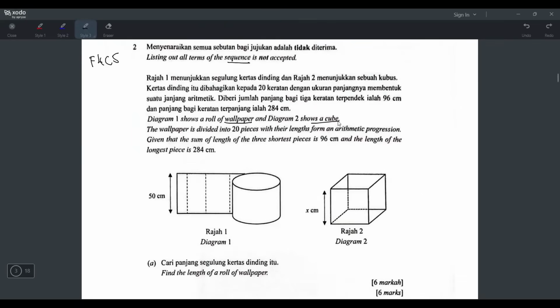And diagram 2 shows a cube. All right. So cube usually all sides should be sama panjang. So they already give you its x here, so it should be all x also. Yeah, everything x. Okay. All right, the wallpaper is divided into 20 pieces with their length forming an arithmetic progression.